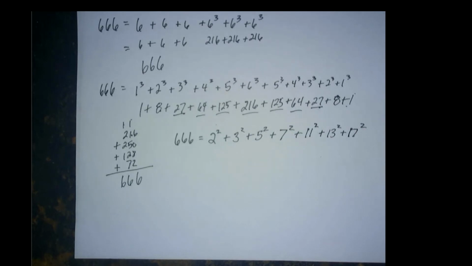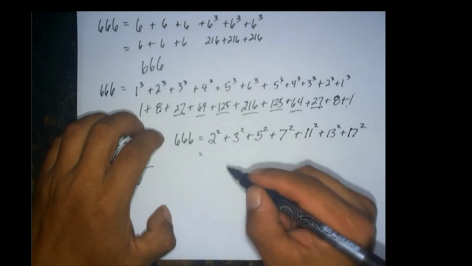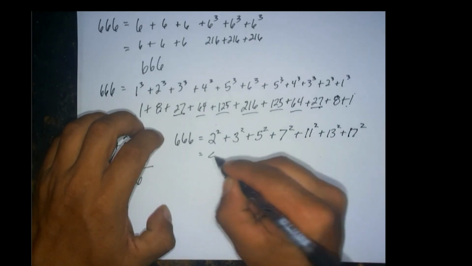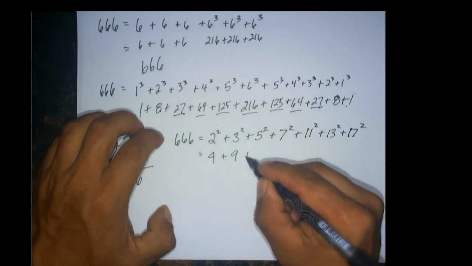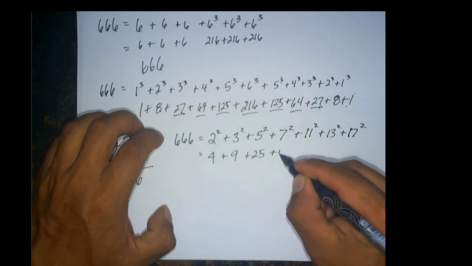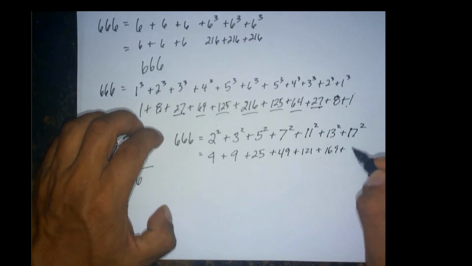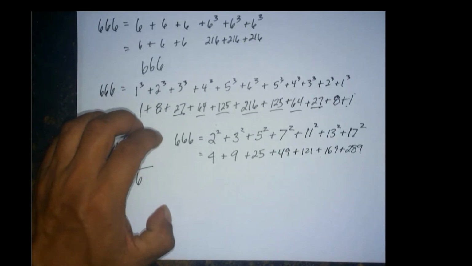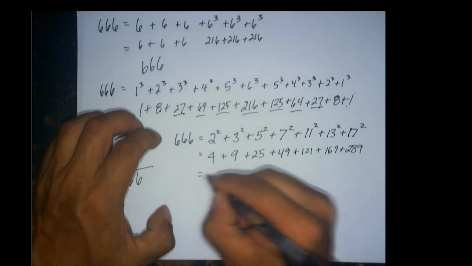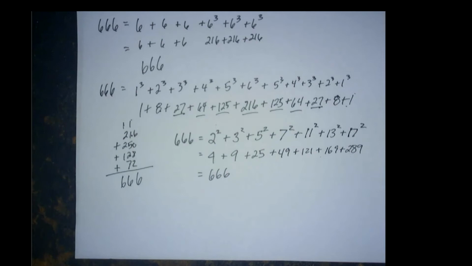So, I'll do all of them. This is 4 plus 9 plus 25 plus 49 plus 121. 13 squared is 169 and 17 squared is 289. Okay, so if we add all that up, we get 666. But the last one I'm going to leave. It's real short, so I'll let you do it.